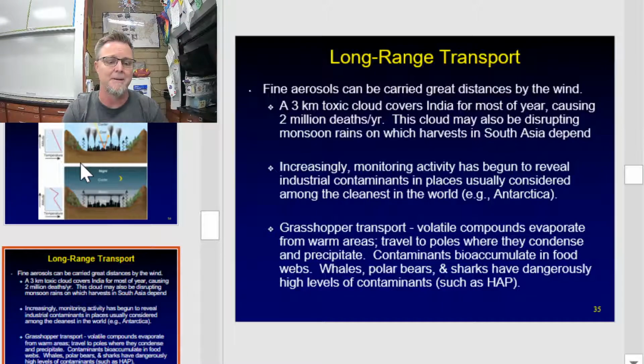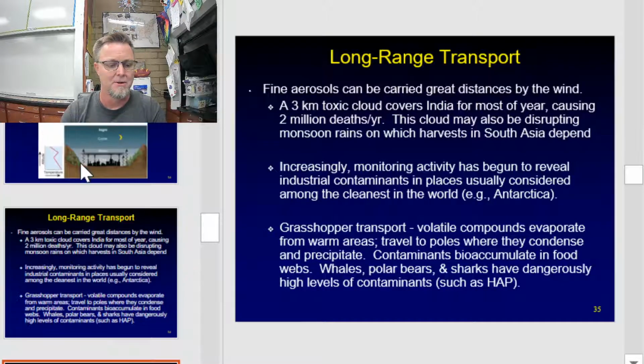Don't forget that. Increasingly, monitoring activity has begun to reveal that industrial contaminants in places usually considered amongst the cleanest in the world are no longer safe. We're starting to see industrial contaminants in Antarctica and the Arctic. There are no factories in Antarctica or the Arctic. How's it getting there? On the wind, right?